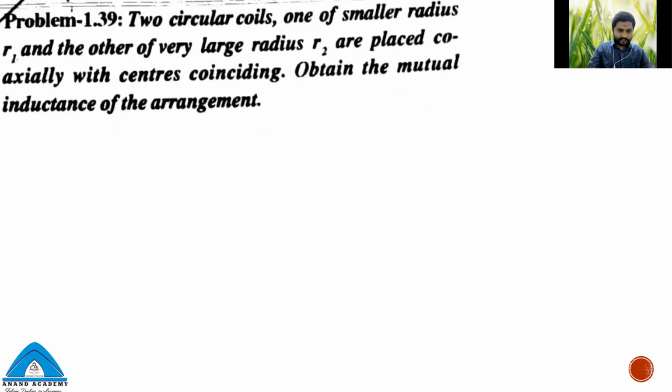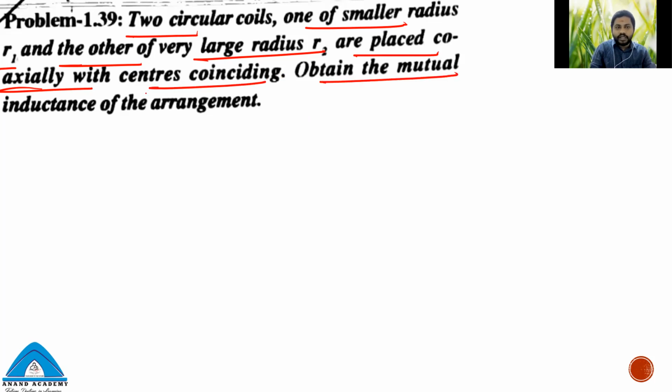See, still it is there. Still so many numericals we are going to discuss so that you get the complete idea. Two circular coils, one of smaller radius R1 and the other of very large radius R2, are placed coaxially with the centers coinciding. Obtain the mutual inductance of the arrangement.